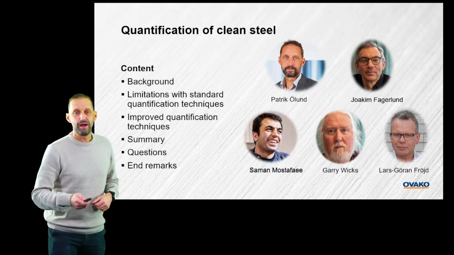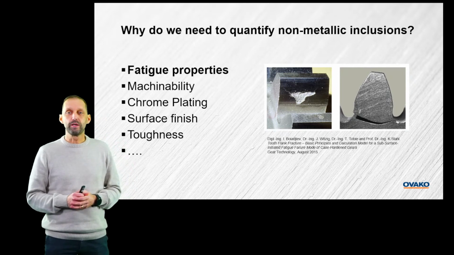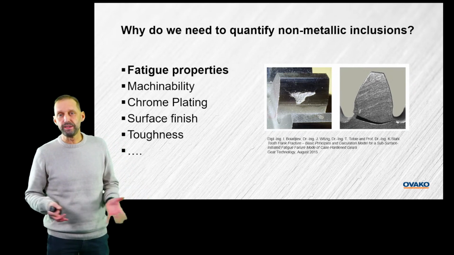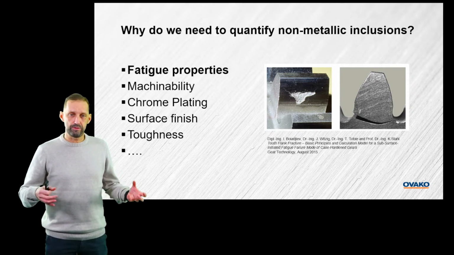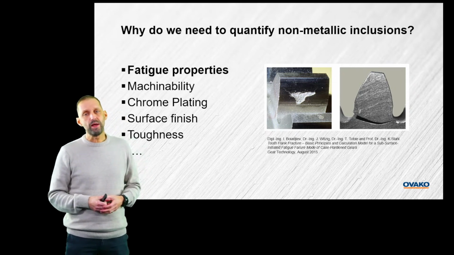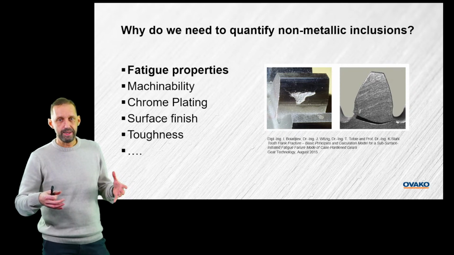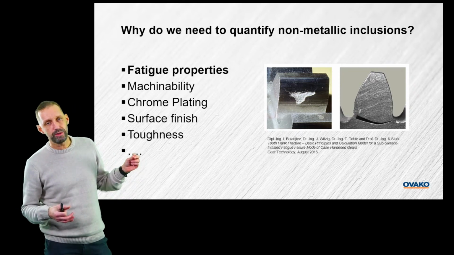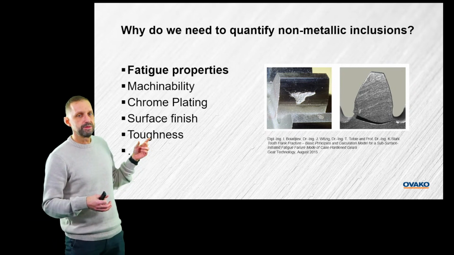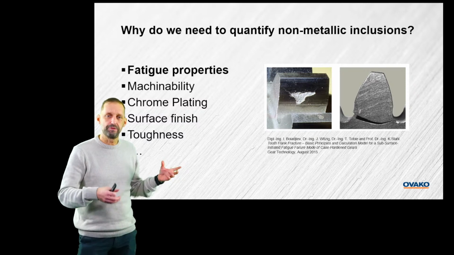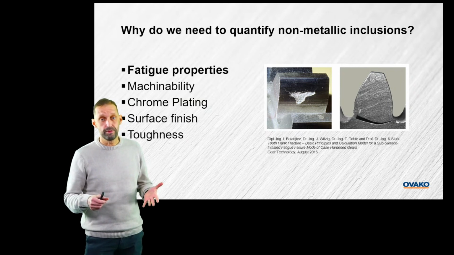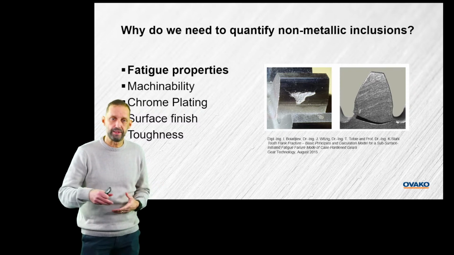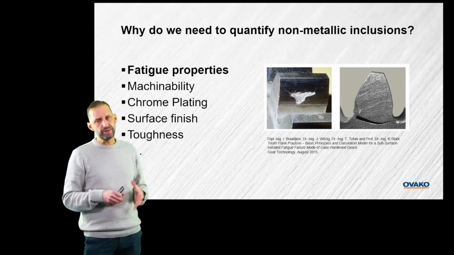Now I can use this one, and then we will try to answer the question: why do we need to quantify non-metallic inclusions in steel? There could be several reasons. The one that I will move more into is the first one, the fatigue properties, because we know that fatigue is causing the majority of material related failures in the world. I've heard numbers up to 90% of the material related failures. So it is really important, and that's what we're going to focus on.